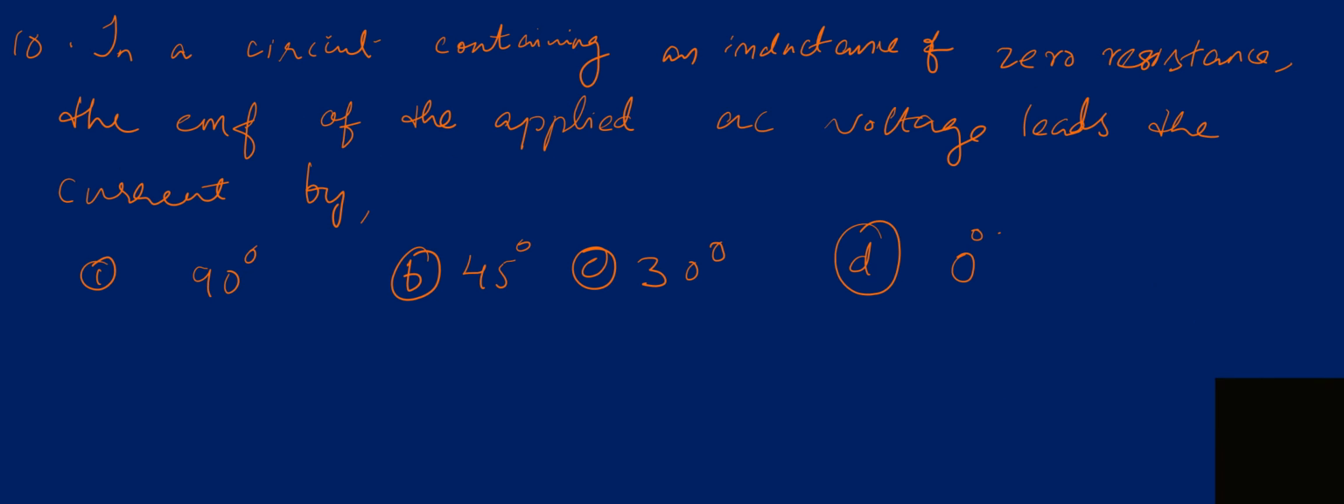In a circuit containing an inductance of zero resistance, the EMF of applied AC voltage leads the current by? Options are given. In a pure inductor, resistance is zero. So in a pure inductor, voltage leads current by pi by 2 or 90 degrees. So the correct option is 1.